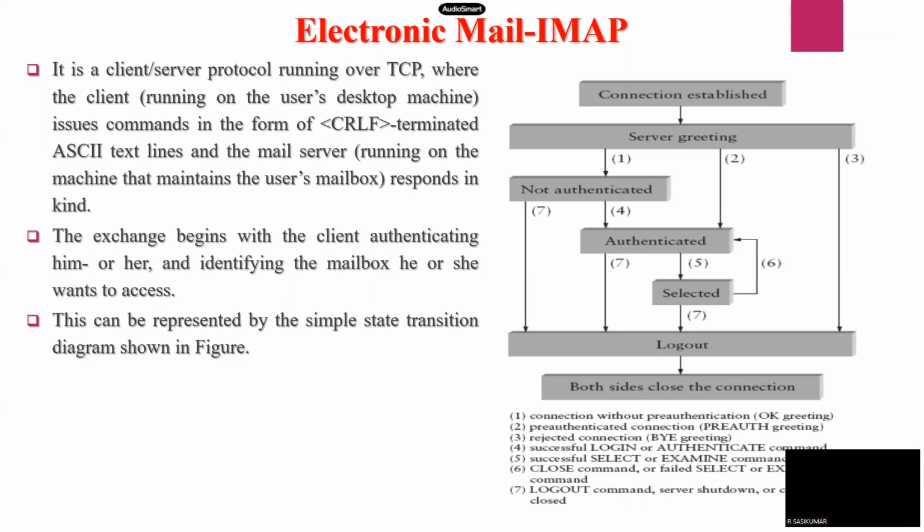First, it should ensure whether the connection is established or not, whether the client and the server are connected. If both are live, that is connection establishment, then the control moves on to the server greeting. The client is attached to the server, and the server will ensure whether the client is an authorized user or not. So the first step is connection without pre-authentication.